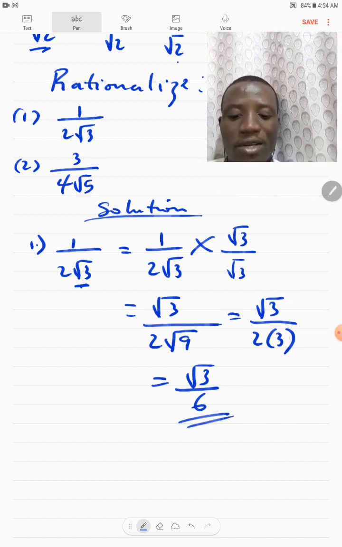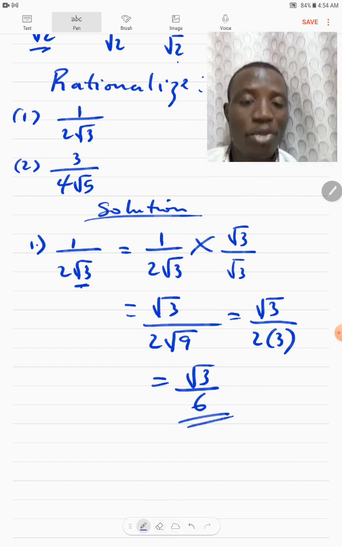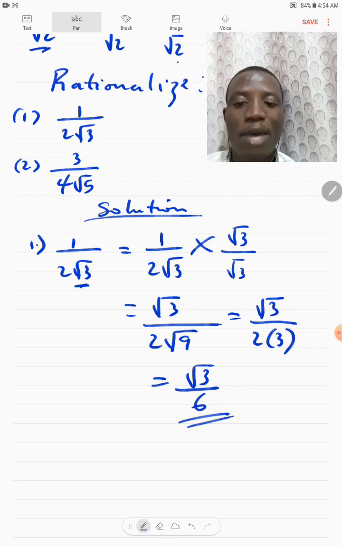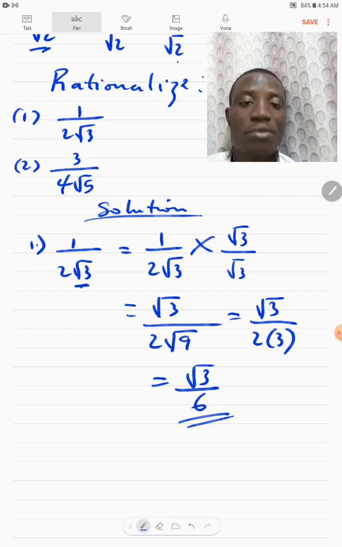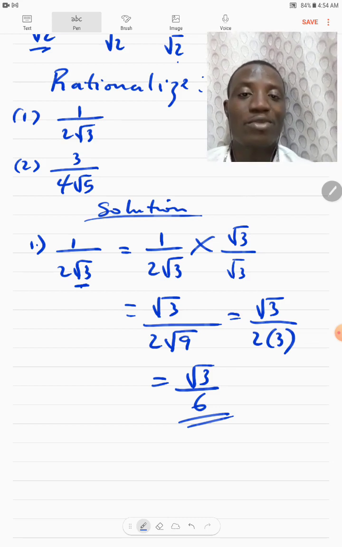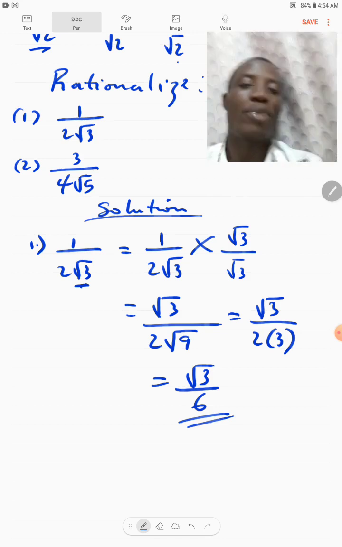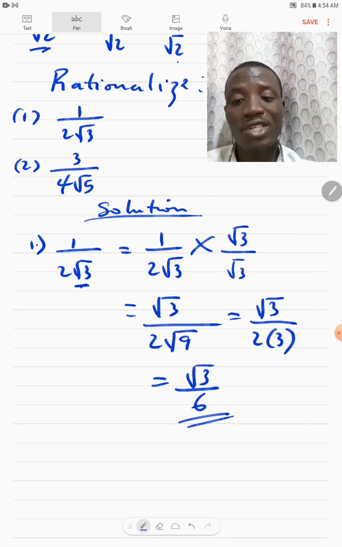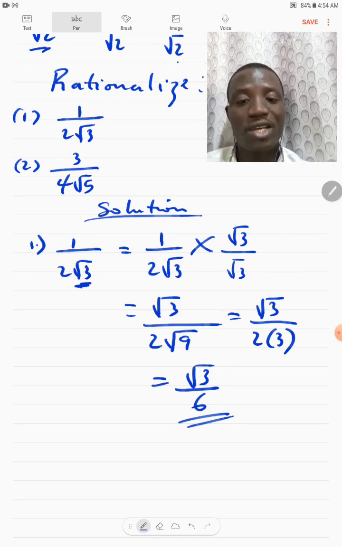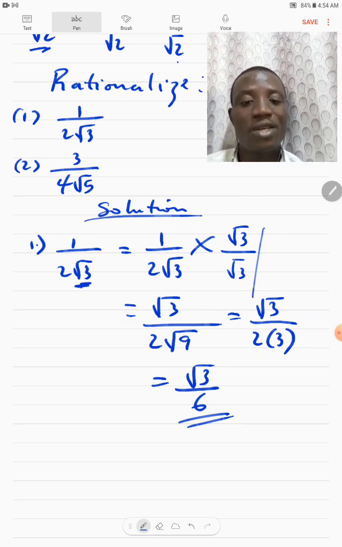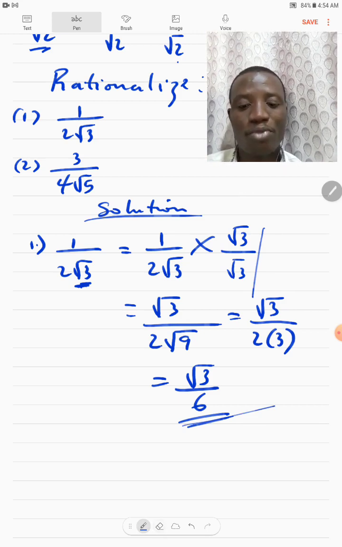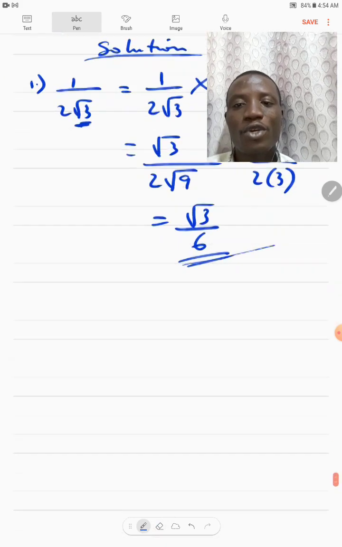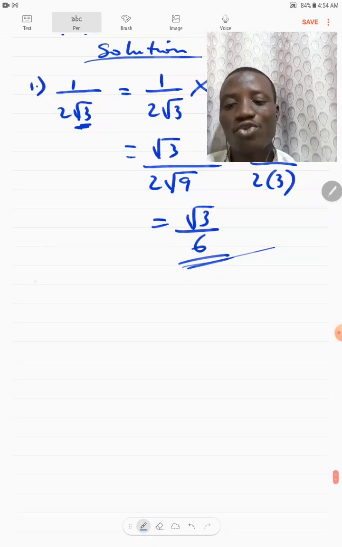Final answer. There are some people whose approach is to say let's rationalize with what? 2 root 3. Well, you will still get the same answer. The only thing is that it's going to make it more complex. You'll be dealing with a bigger number. So the basic thing is for you to just take the one that is in root there, use it to rationalize like this, and then you are going to have your answer with the denominator in rational form. So let's try number 2.